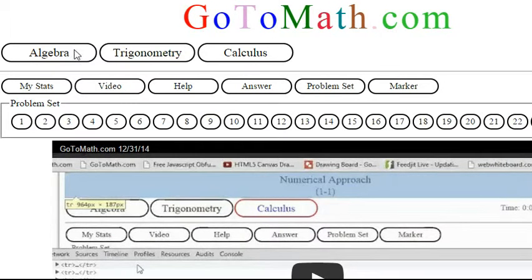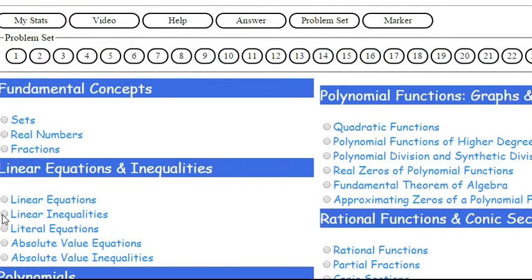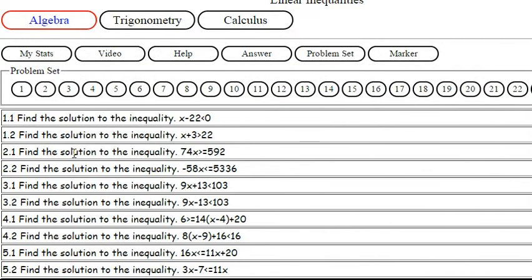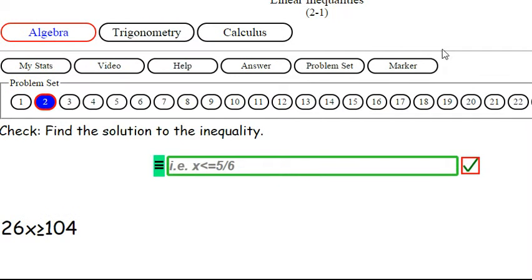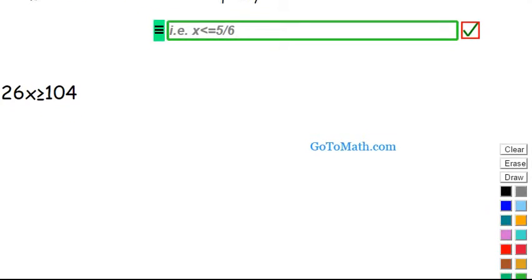Okay, we're over here at gotomath.com. Click on the algebra. Let's go down to linear inequalities, and I believe we're doing 2.1. Click on the marker board there. It says find the solution to the inequality. Of course, is the form we're looking for when we want to insert it into the checkbox. That's the reason the word is checked there. Okay, well let's just go on down and get this thing worked out.